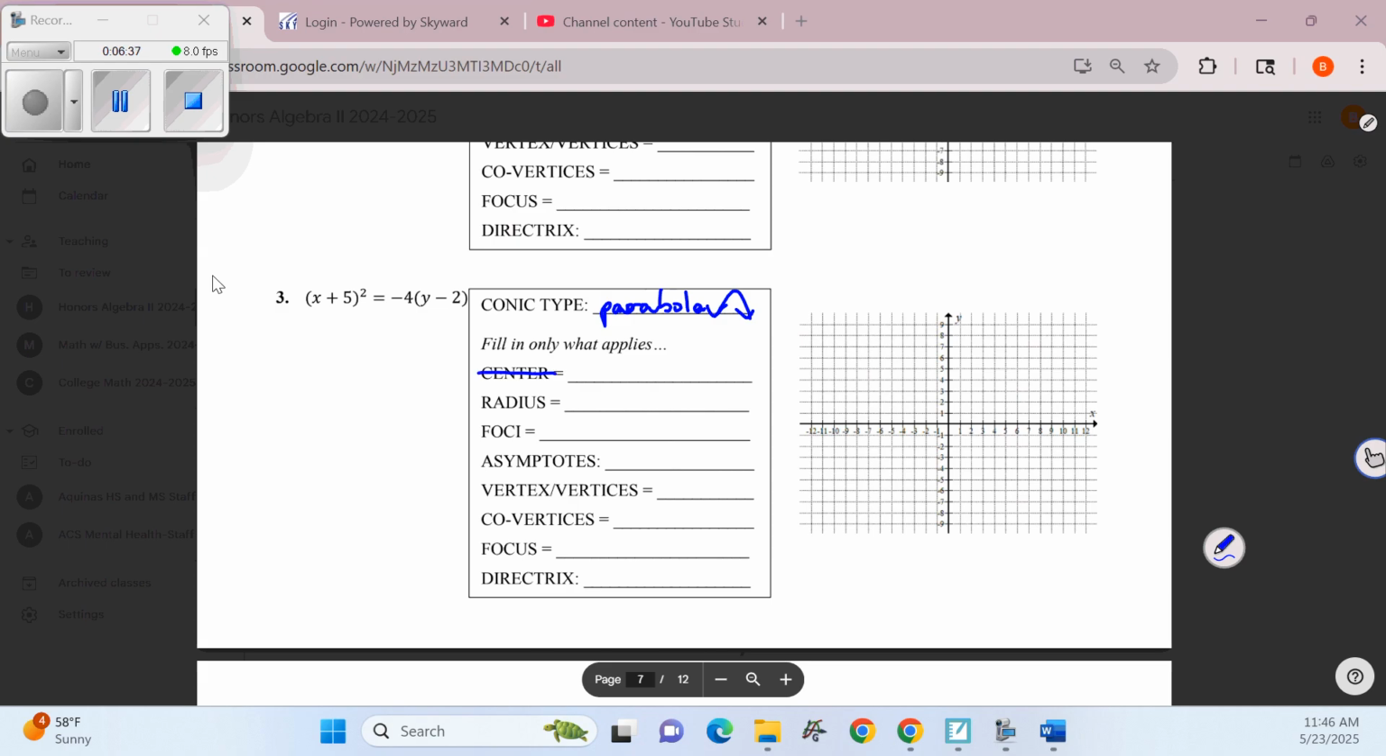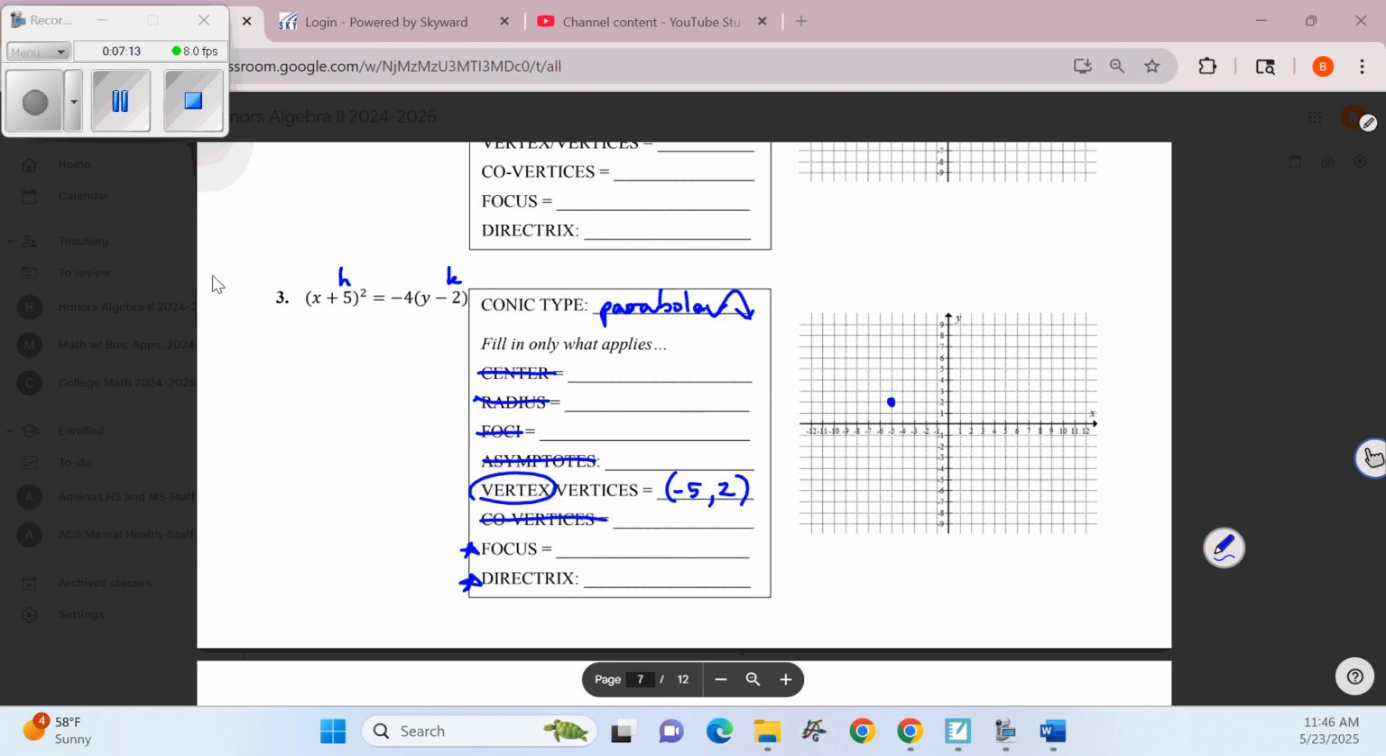That means we're really not talking about a center. We're really not talking about a radius, foci, asymptotes, vertex, none of this. We're really talking about, well, I guess vertex. Yes, we do have one vertex. And then focus and directrix are what we're looking for here. So our center is really our vertex. That's our H and K here. So this is your H and K, again, opposite of what we're expecting. So our vertex here would be negative 5, positive 2.